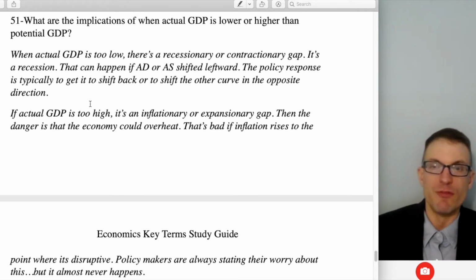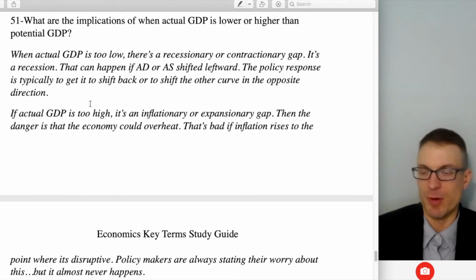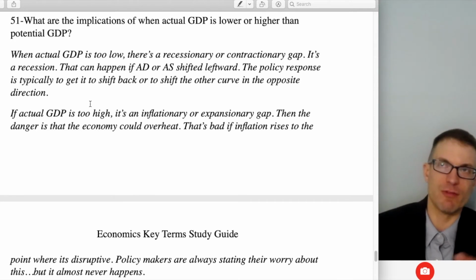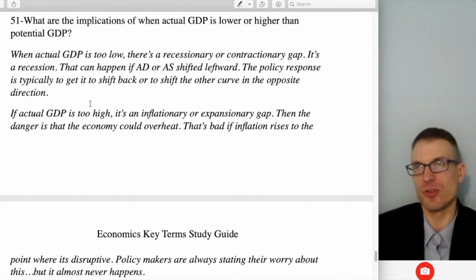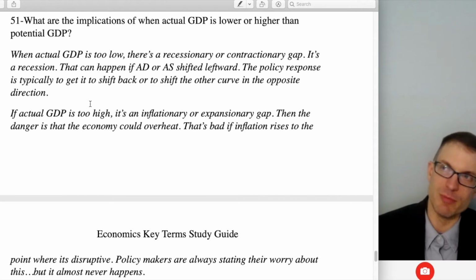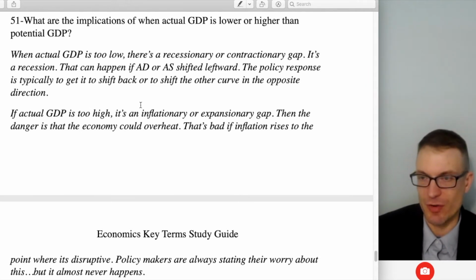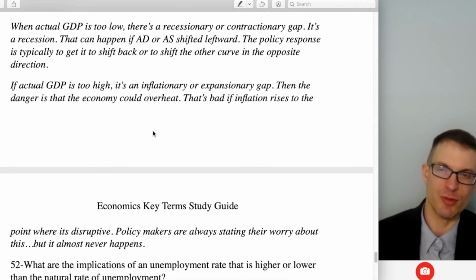So of the two, policymakers would be a lot more concerned about inflation than they would deflation if you have the expansionary gap, and they'd probably be more concerned about unemployment and output if you have a recessionary gap, although there's some debate about that.